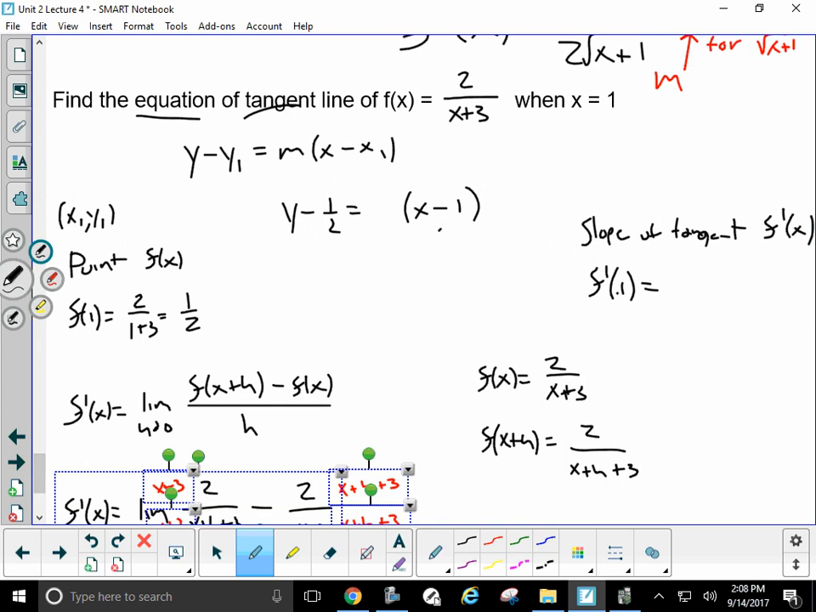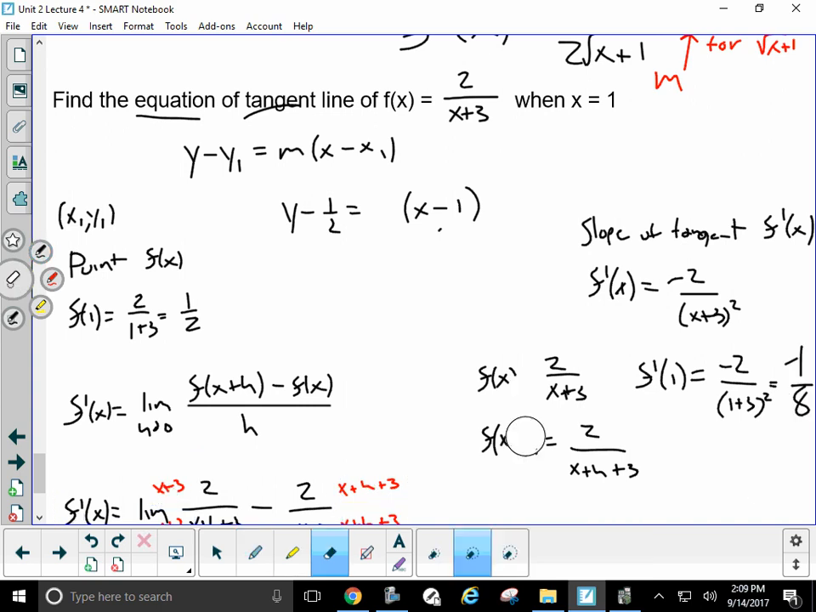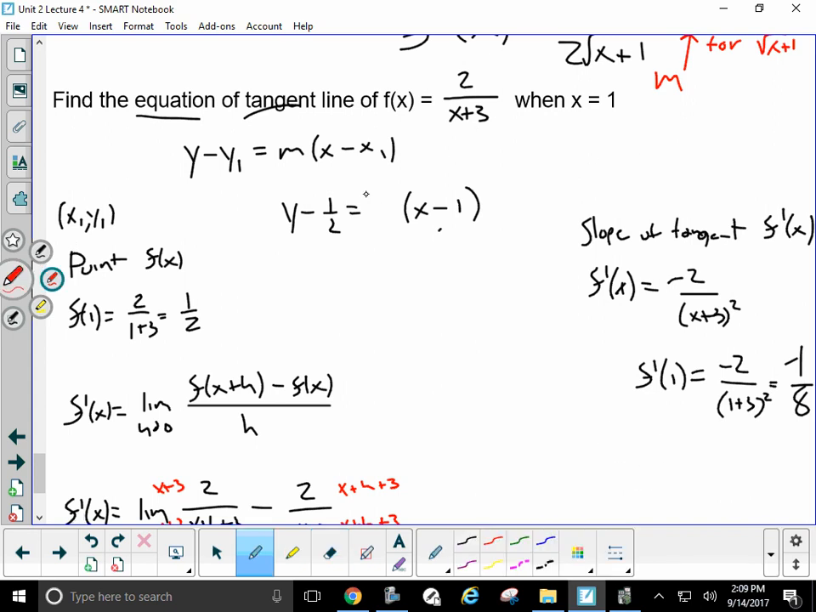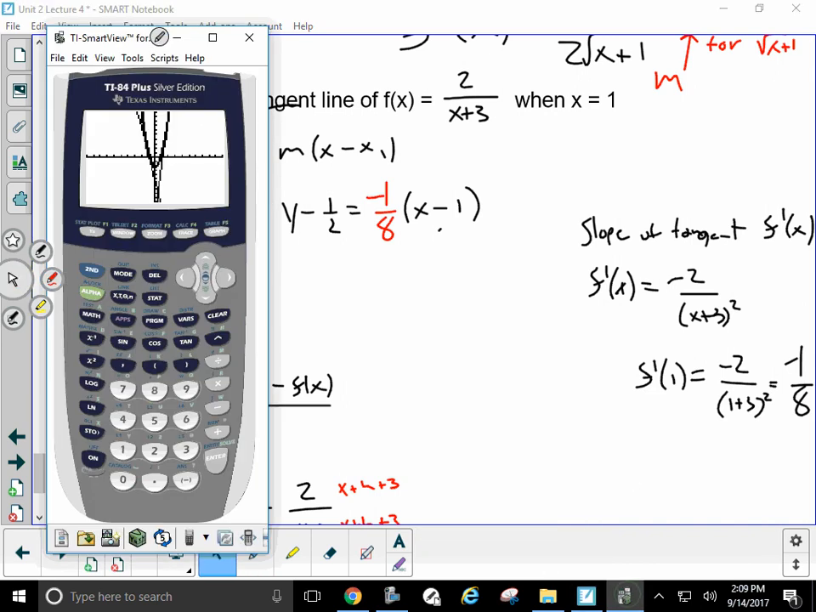Okay, so knowing that f prime of x is negative 2 over x plus 3 squared, then f prime of 1 is negative 2 over 1 plus 3 squared, which is 4 squared, which is 16. Negative 2 over 16 is the same as negative 1 over 8. So that is my slope of my tangent to this function when x is 1. It's negative 1/8. We can graph this and that and confirm. Let's go ahead and do that as the last thing.